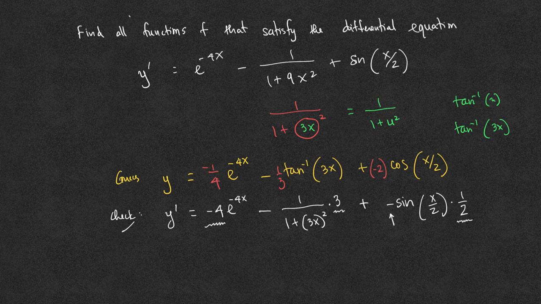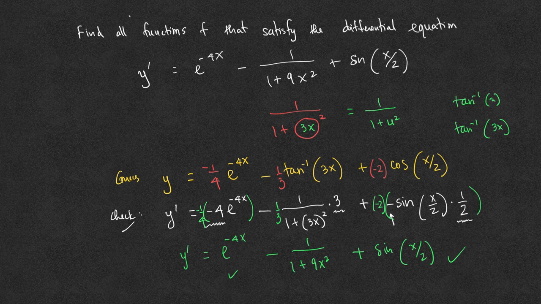The derivative of negative 1 over 4 e to the negative 4x is, first we bring down the negative 1 over 4, and the derivative of e to the negative 4x is negative 4 times e to the negative 4x. The negative 1/4 that we placed in the front of our guess will cancel out the negative 4, giving us back e to the negative 4x, and that is what we want. Minus, if we bring down the factor 1/3, we see that the 1/3 cancels out the 3, so we have 1 over 1 plus 3x squared, which is 9x squared. Minus, if we bring down the factor negative 2, we will see that the negative 2 times the negative sign will be a positive 2. The positive 2 times the 1/2 will cancel out, so we end up with a plus sine of x over 2.